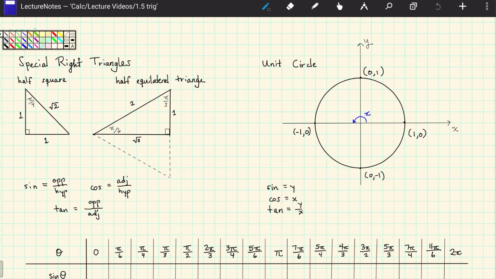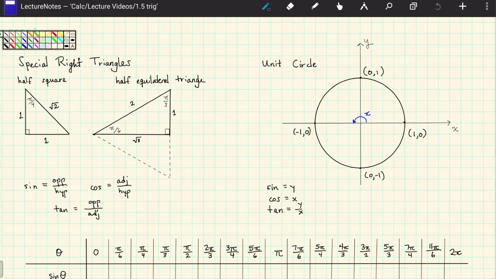Now that we've talked about how to define trig functions, I want to focus on how to graph them. So I'm going to focus on the sine graph at first. And I have a little setup here just to remind us what our definitions are.